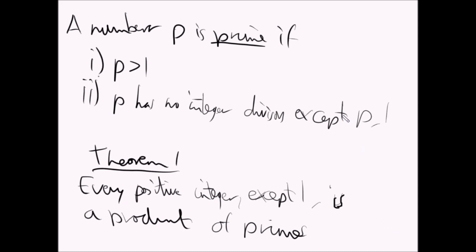So theorem 1 says that every positive integer other than 1 is a product of primes. So the proof is fairly straightforward. We can start by looking at different cases. So if we have the number n that we're interested in factorising, or we're interested in showing that any number n is a product of primes. So if n itself is prime, then we're done. It has no integer divisors other than n and 1, by definition of being a prime number. So if n itself is prime, then of course it's a product of primes.